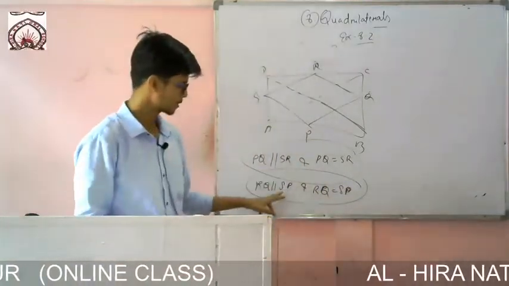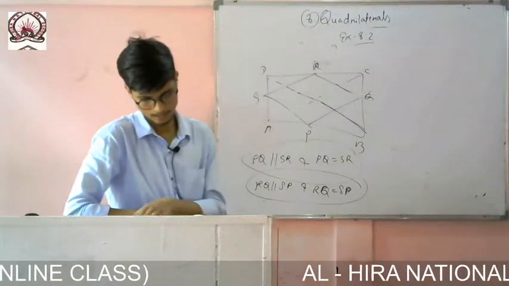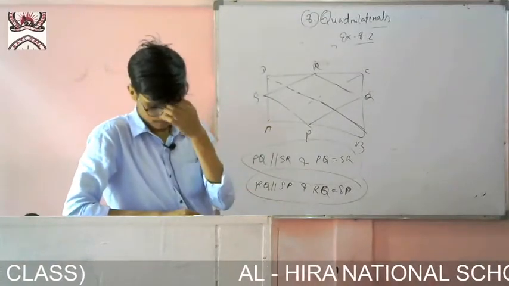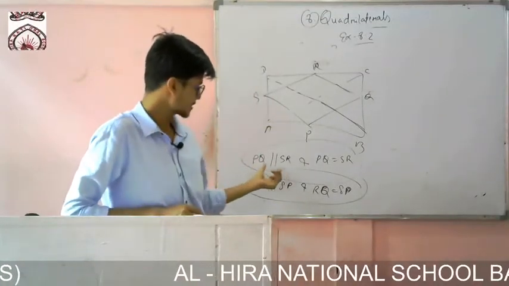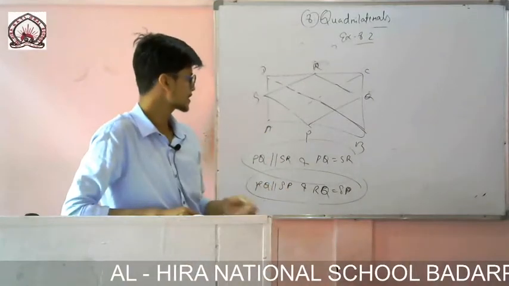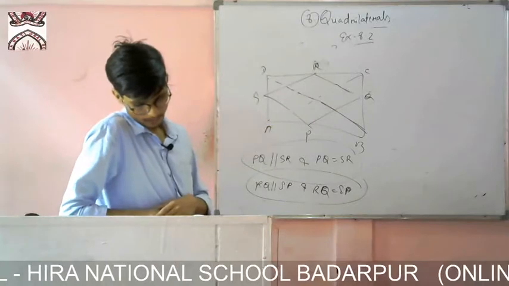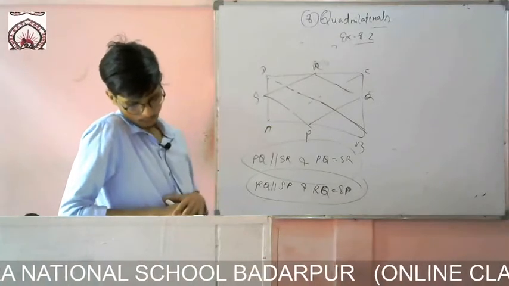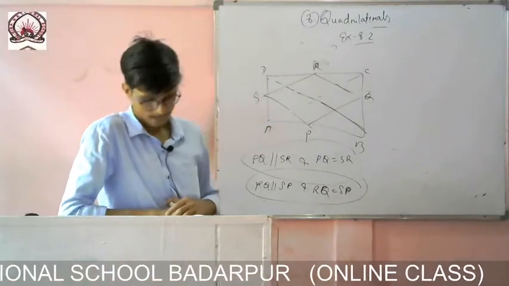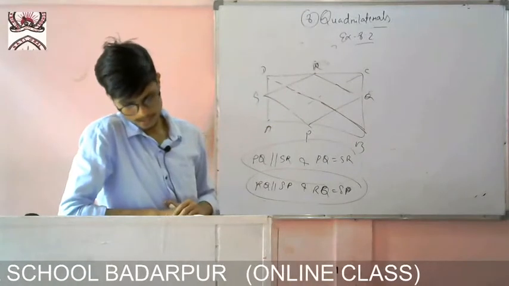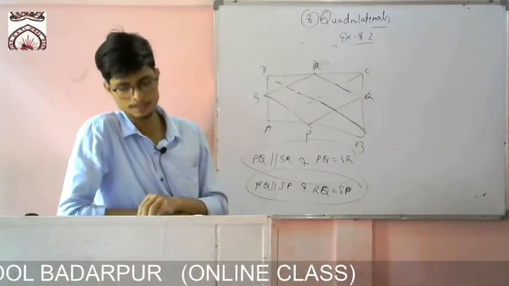So one we have solved, another one solving will give the other. After that, we have seen that both pairs of opposite sides are parallel. PQ is parallel to SR. So if I relate them, I will get that both pairs of opposite sides of quadrilateral PQRS are equal and parallel. That means PQRS is a parallelogram.